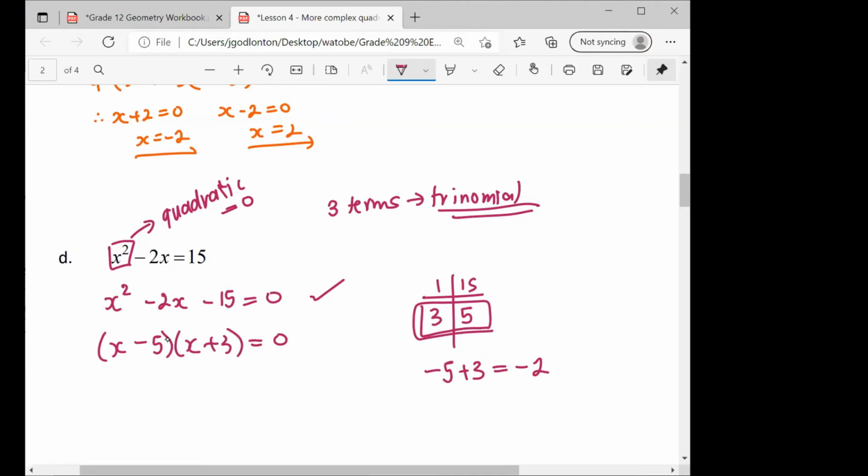So then I'm going to say, well, x minus 5 is 0, or x plus 3 is 0. And when it moves over, it changes sign. And so our answers for x, well done, Gerald, are x is 5 or x is negative 3. And that was your first trinomial quadratic equation. Well done.